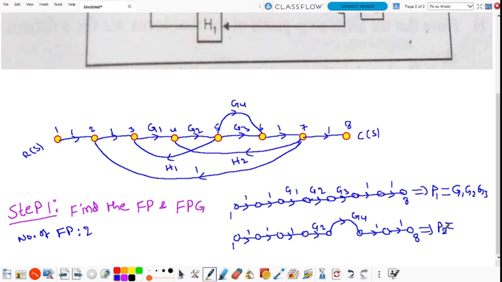And the second forward path, product of the branch transmittances: 1 into G2 into G4 into 1 into 1. So P2 is G2 G4, the second forward path gain. So that is step 1.